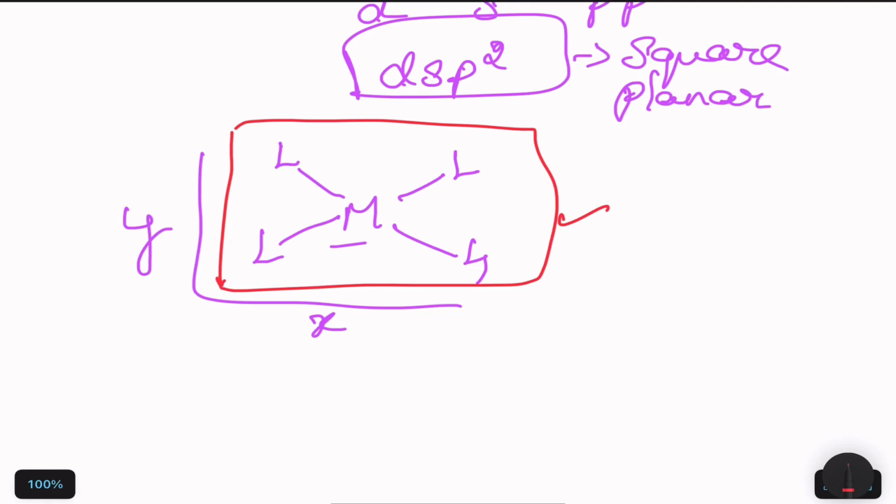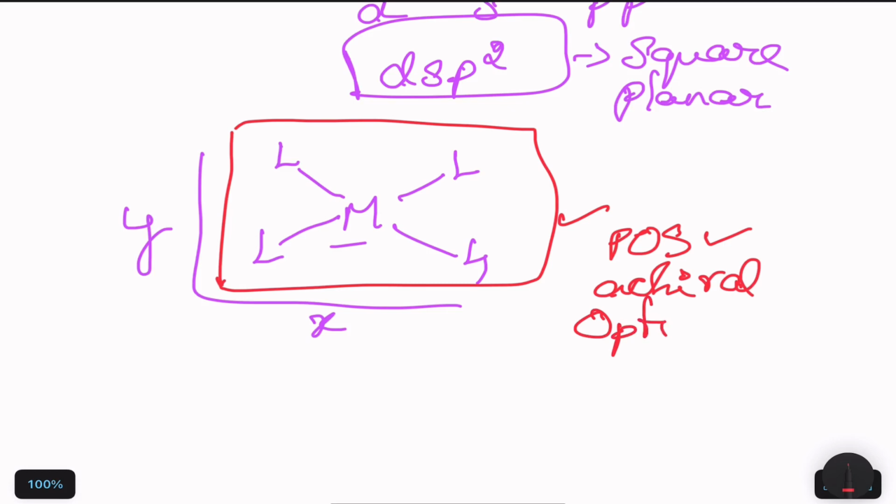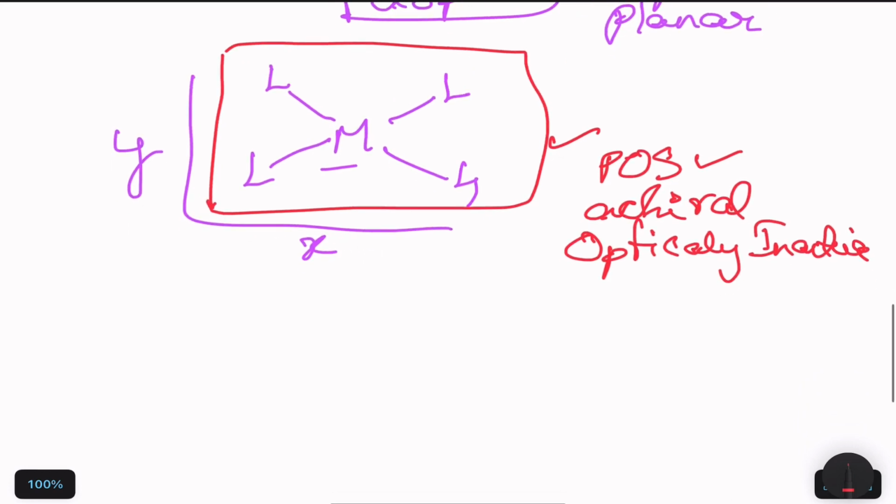So basically it has a plane of symmetry, that is, this horizontal plane of symmetry is present in this compound. Since a plane of symmetry is present, it is achiral. Achiral means nothing but optically inactive. Then what about the geometrical isomerism, whether it has any?